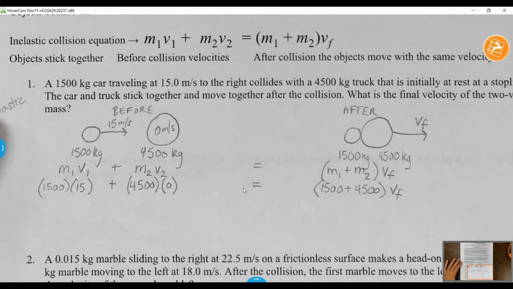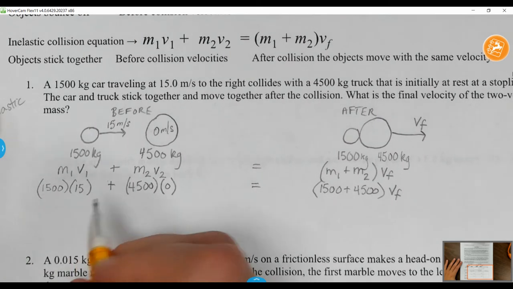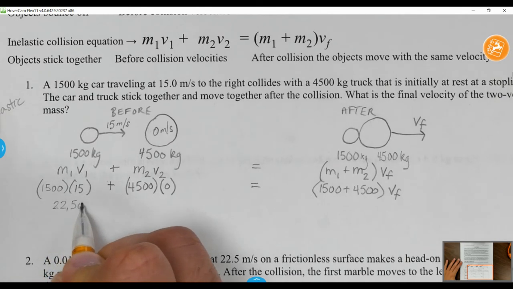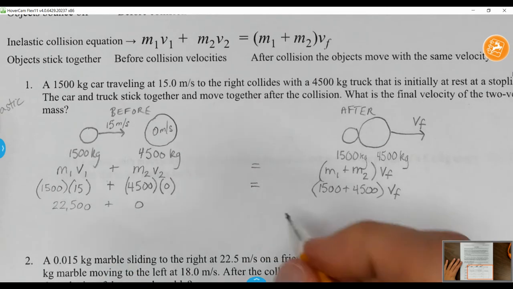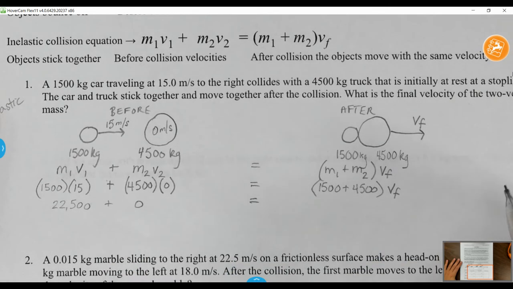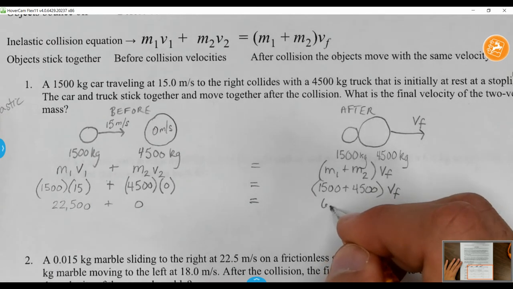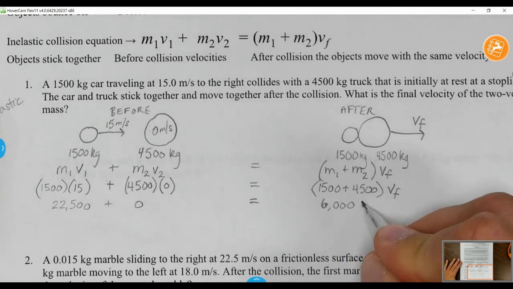So now what I would tell you guys to do is to simplify. Multiply everybody out. This comes out to be 22,500. Anything times 0 is 0. Equals, adding these two values together, you get 6,000. So it'd be 6,000 times VF.